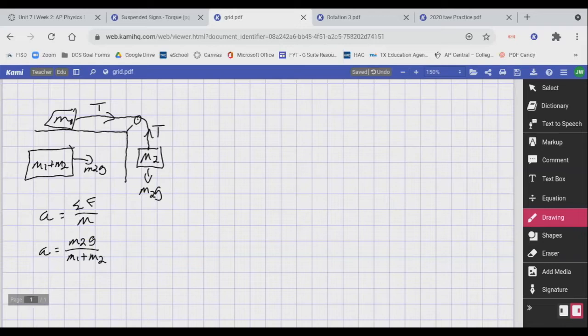Yes, what's going on? I had a question. So in the summation of forces, wouldn't tension cancel out? Or shouldn't it be like m2g minus t?